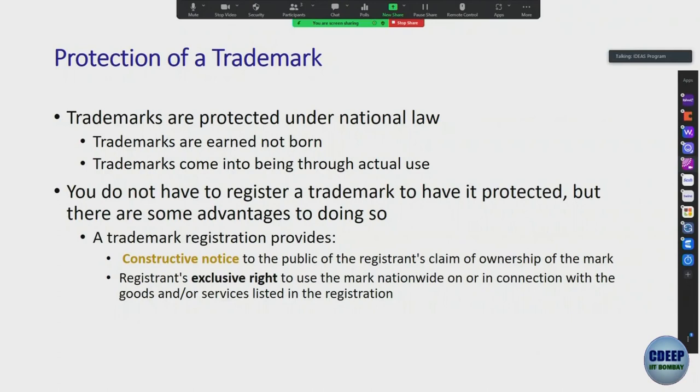So you do not have to register a trademark to have it protected, but you do it for a couple of reasons. One, it serves as a constructive mark to warn other people that you are the owner. Second, it gives you that exclusive right. And third, when you go to the court, it serves as the legal document of ownership. Therefore, it gets protected.